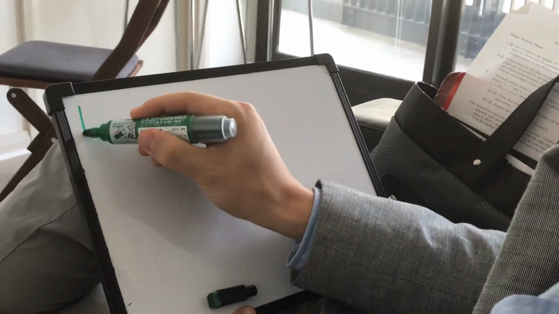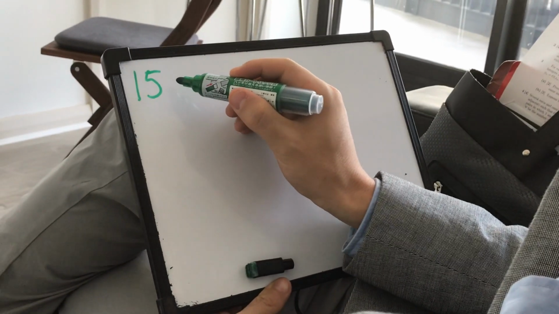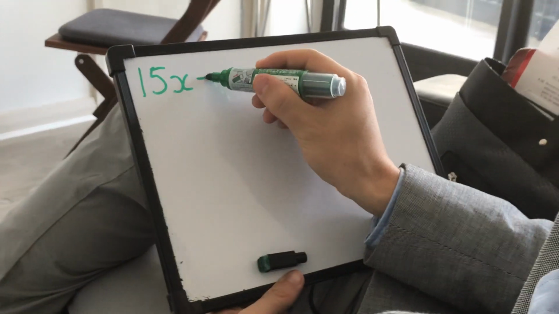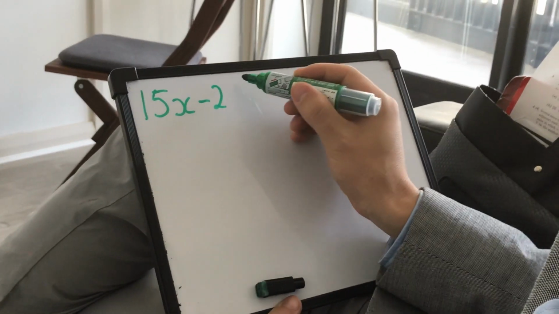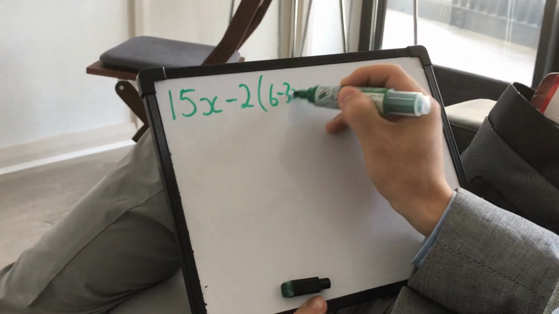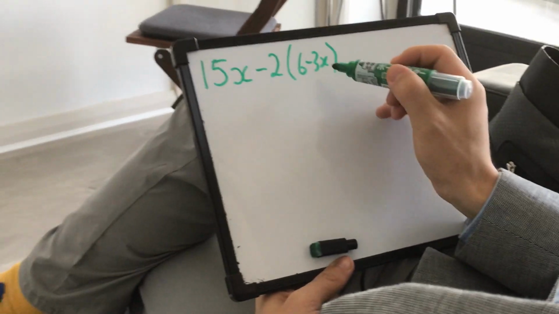Okay, so we have this question. Simplify, well, it's a multiple choice question. It says 15x minus 2 brackets 6 minus 3x. Okay, and it's asking you what does this equal to?